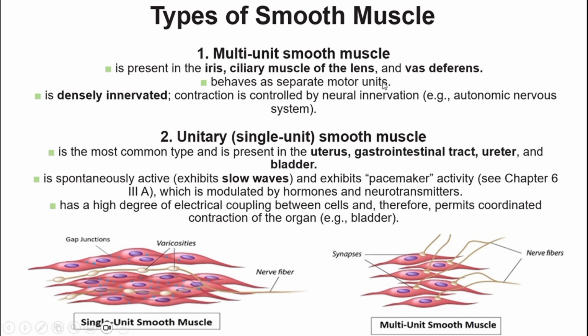Okay, so unlike the single unit smooth muscle, the multi-unit smooth muscle does not have gap junctions, so each cell requires its own electrical impulse. Hence, there are multiple nerve fibers. So it has many nerve fibers and they do not have gap junctions. Because of a lack of connection between the cells in the multi-unit smooth muscle, each cell requires its own electrical impulse and it behaves as a separate motor unit. And the multi-unit smooth muscle is densely innervated. The contraction is controlled by the autonomic nervous system.